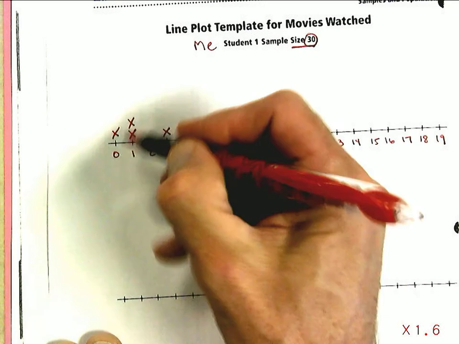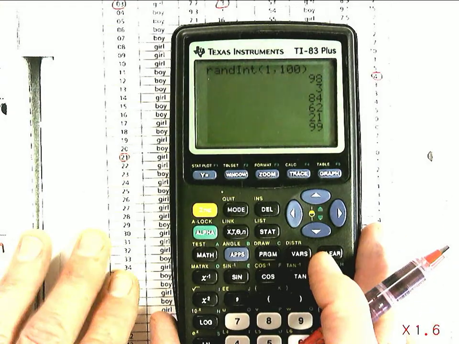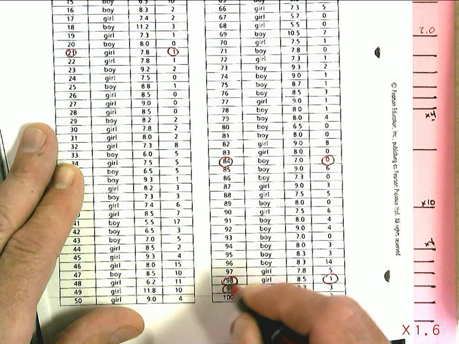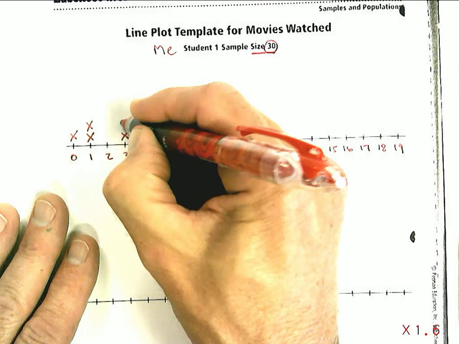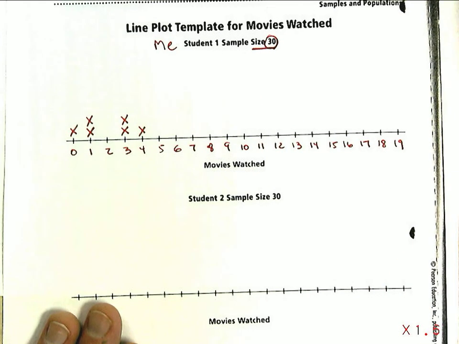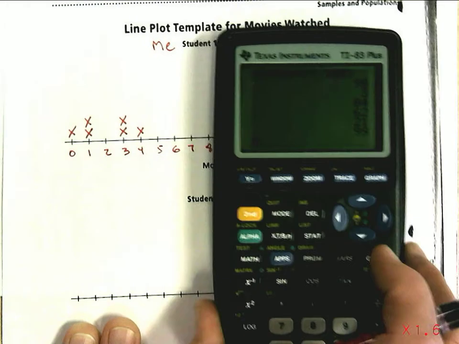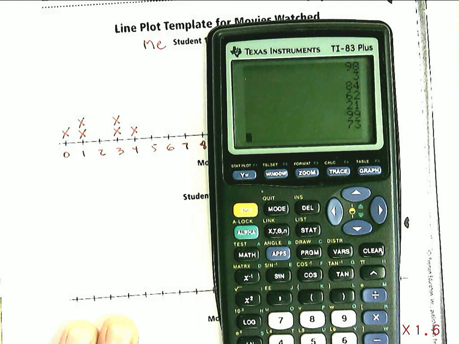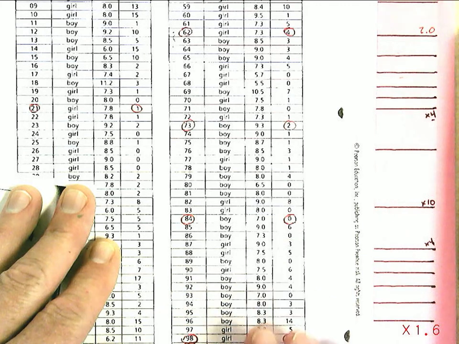And so now there's actually 2 people in that group. And I picked 5 so far. And then person number 99 is the next one my calculator's chosen. So right here. And that person watched 3 movies. So I'm going to go ahead and mark the 3. And then keep going. Do this again. Person number 73 just got chosen, and they watched 2 movies.